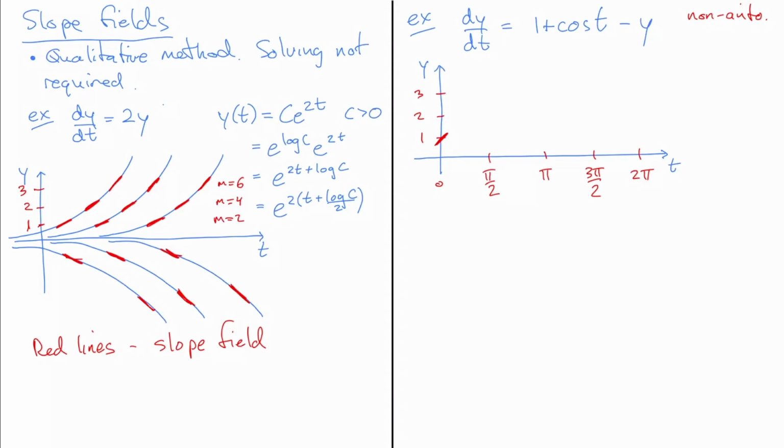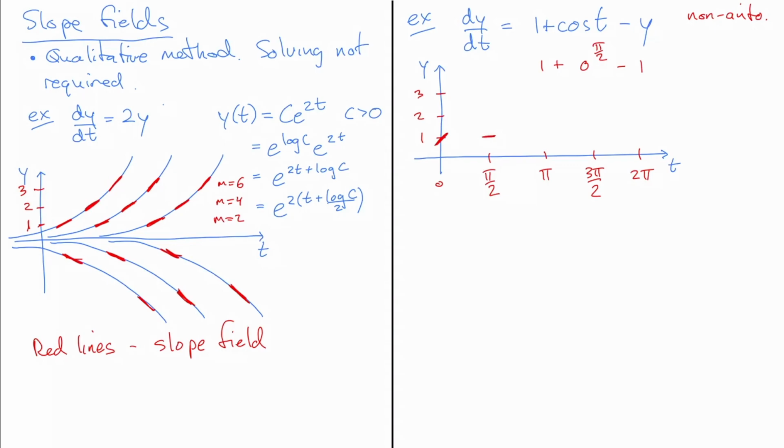Now how does that change if I go horizontally? By the time I get to pi over 2, so if I plug in pi over 2 to the cosine function, that gives me 0 here. So this is 1 plus 0 minus, let's stay at the same height, 1, and I get 0 there. So the slope here is 0.